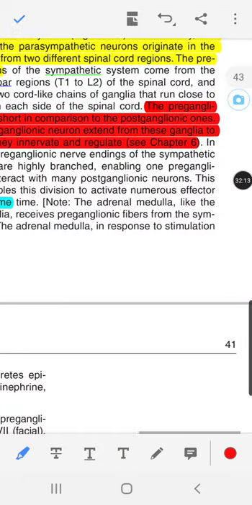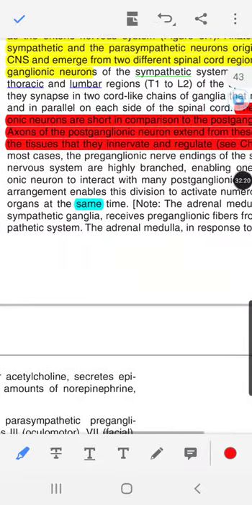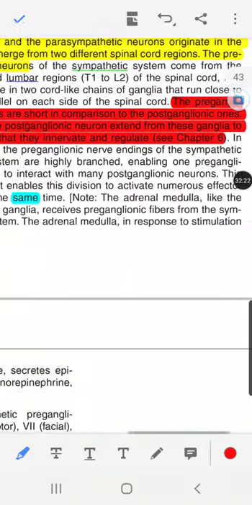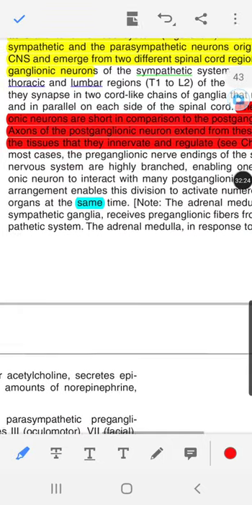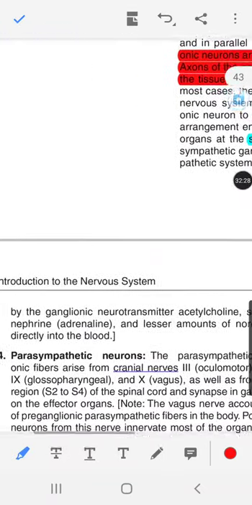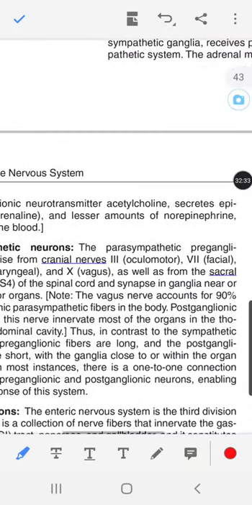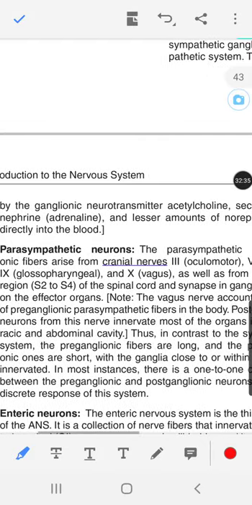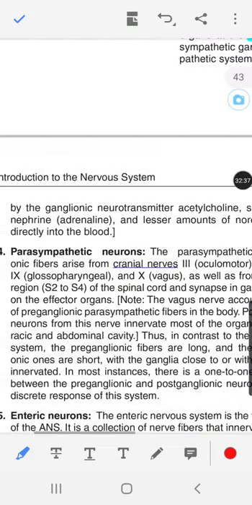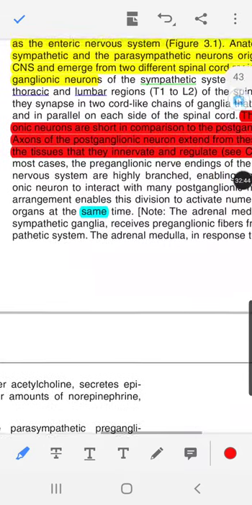The adrenal medulla, like the sympathetic ganglia, receives preganglionic fibers from the sympathetic system. The adrenal medulla, in response to stimulation by the ganglionic neurotransmitter acetylcholine, secretes epinephrine and lesser amounts of norepinephrine directly into the blood. So this is the sympathetic nervous system.